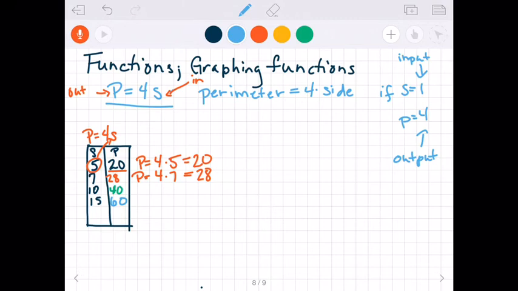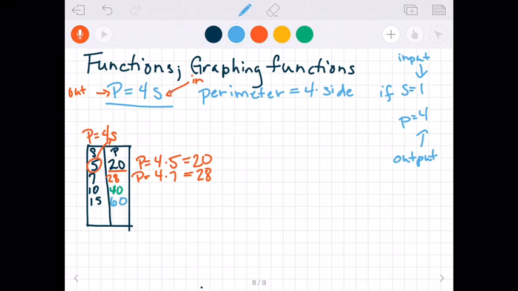All right, the next question in the notes says, is it possible to get a different P for the same s? We've kind of already discussed that. This is a very important part of functions. Each input can only have one output. I know I'm repeating myself there, but that is a very important part of being a function.